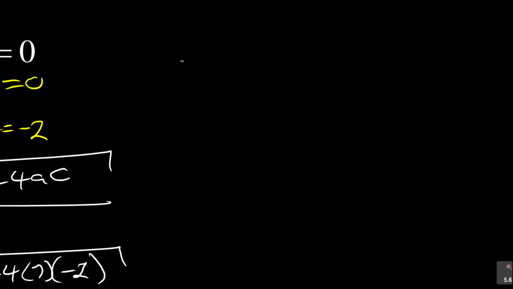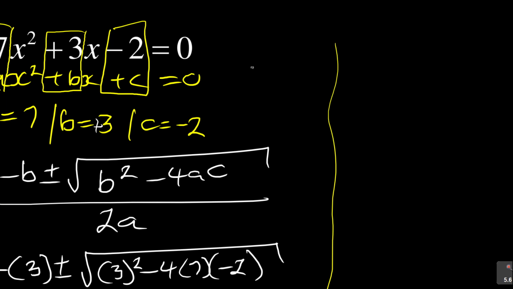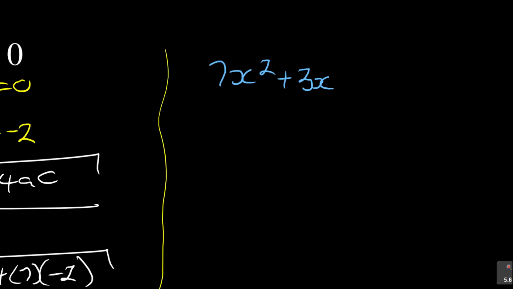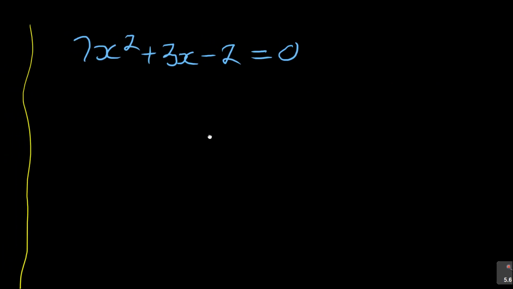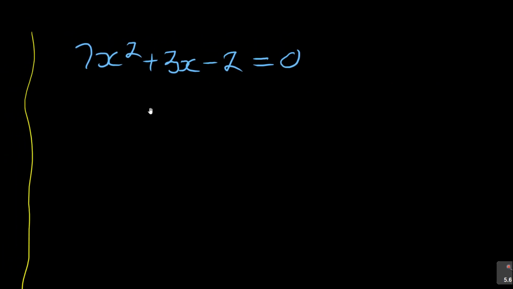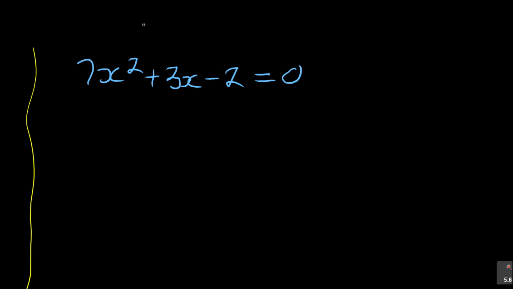What is it saying? It is saying 7x squared plus 3x and then minus 2 equal to 0. Now I'm completing a square now. This is completing a square.